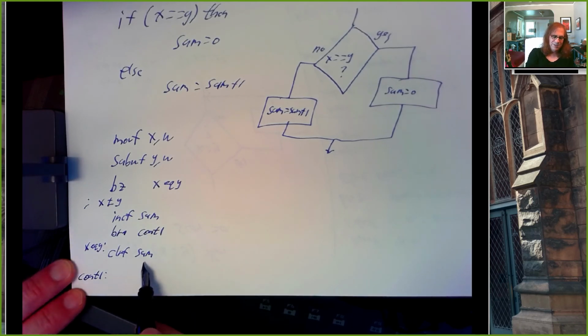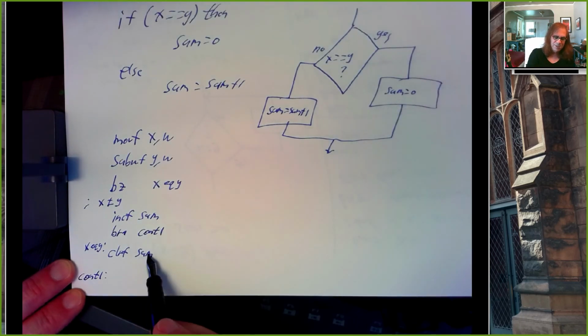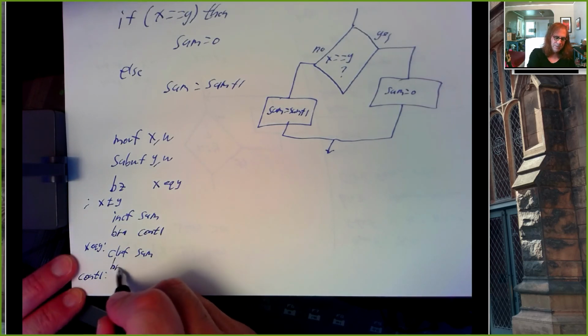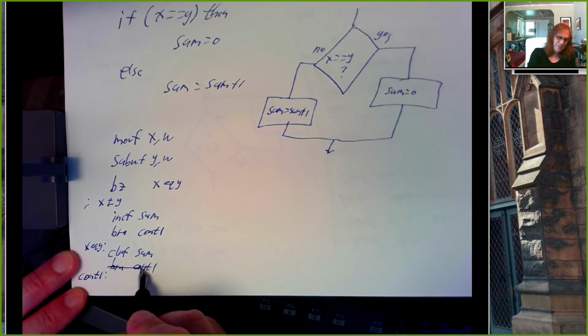And then after the clear instruction, if x was equal to y, we did our set sum equal to 0. We want to go down to continue. Well, we could put a branch to continue 1. But if continue 1 happens to be the next instruction anyway, we don't even need that branch.